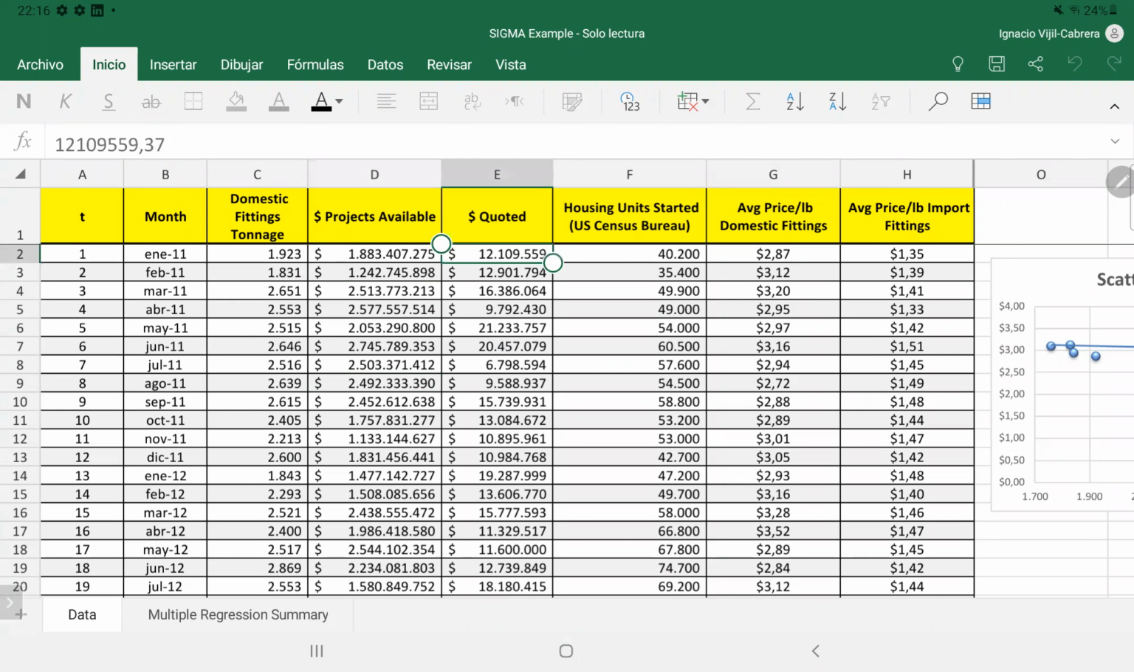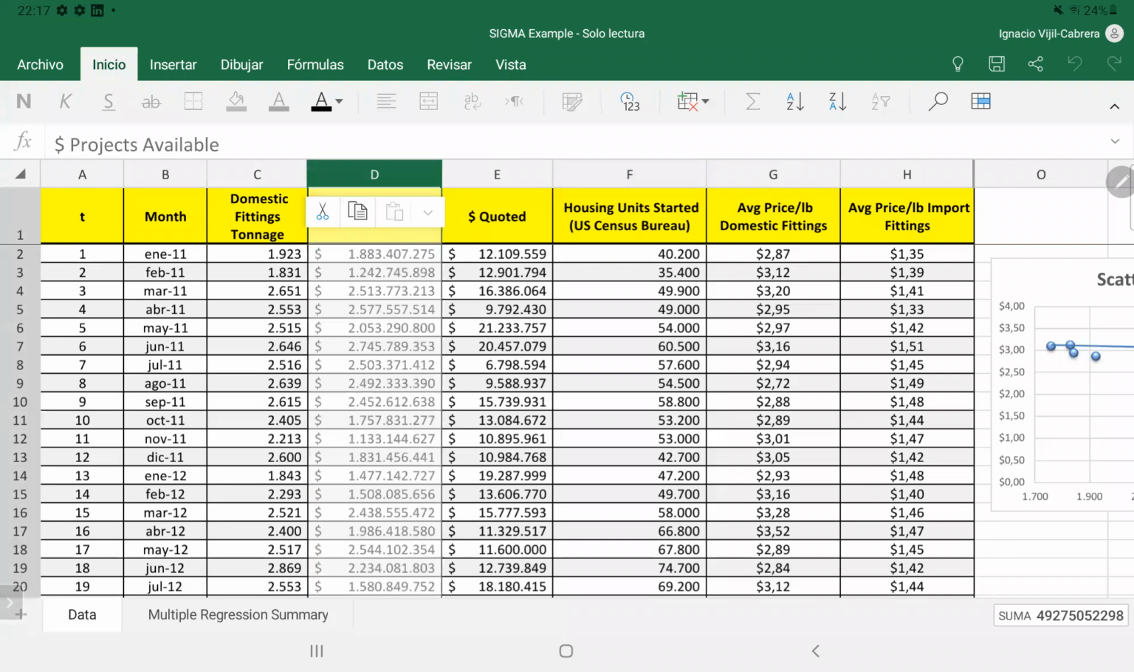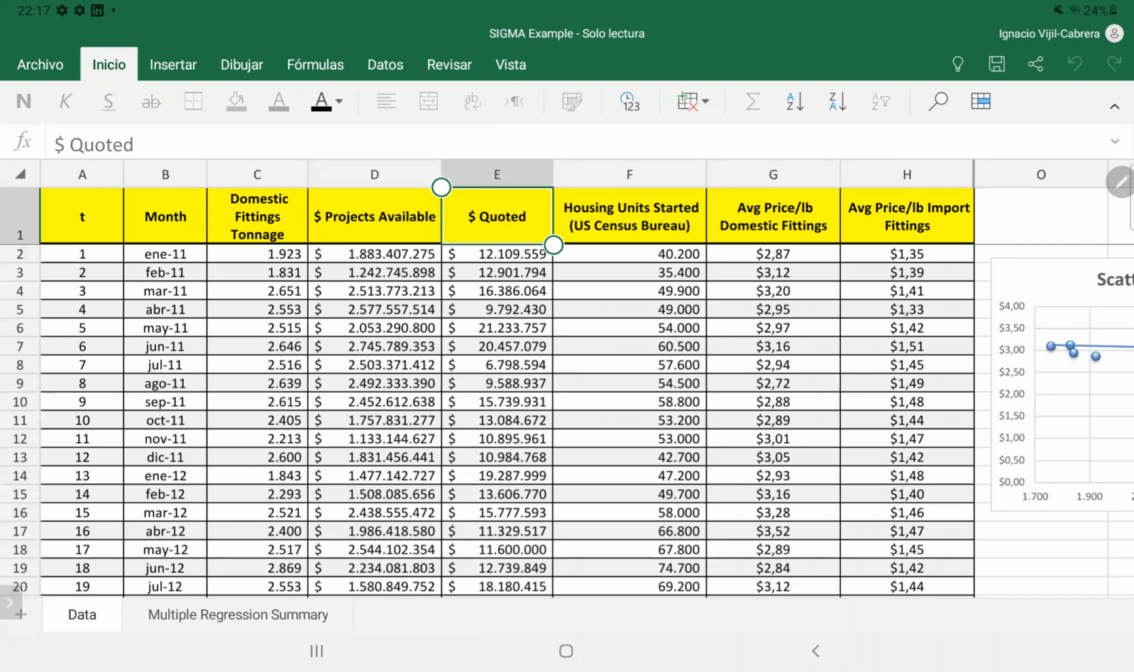How much is my sales force quoting? In January, quotes were $12 million. In March, 16. In July, only 6, and whatnot. And then, how many houses are being built, are being started, according to the US Census Bureau? So I was taking a number of different variables, from the projects available to the dollars quoted, the number of houses, the pricing of this product, and the pricing of a substitute product to try to figure out what's going on with my domestic fittings.